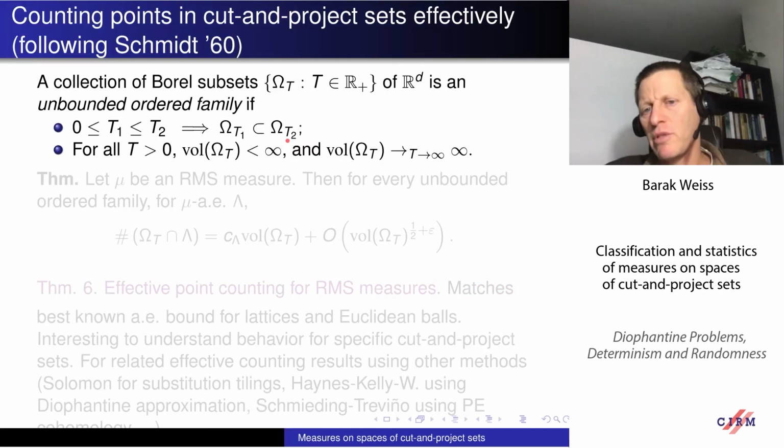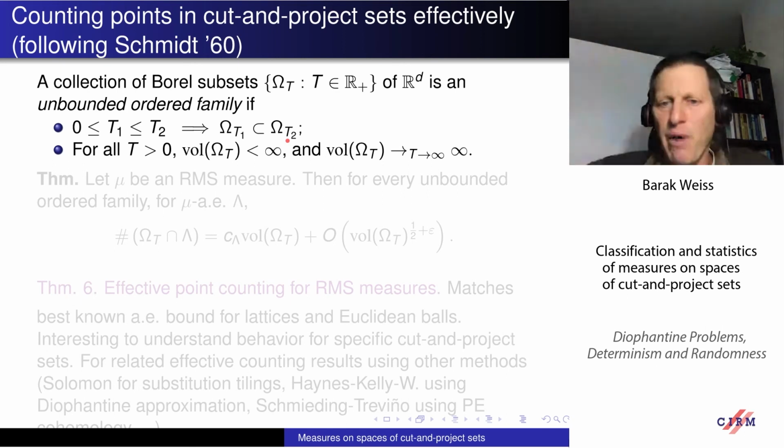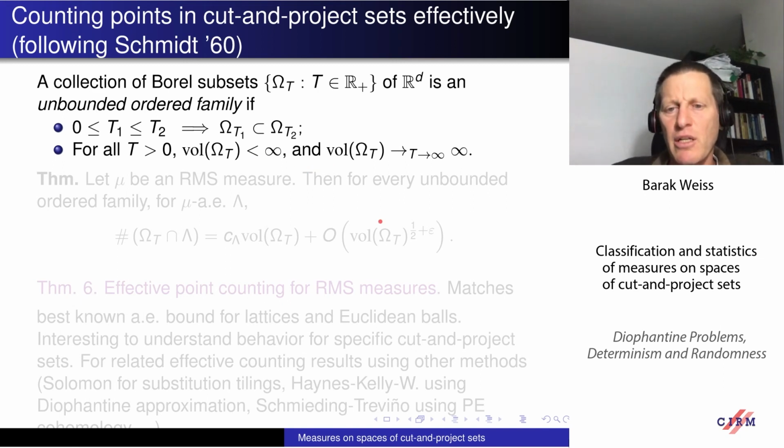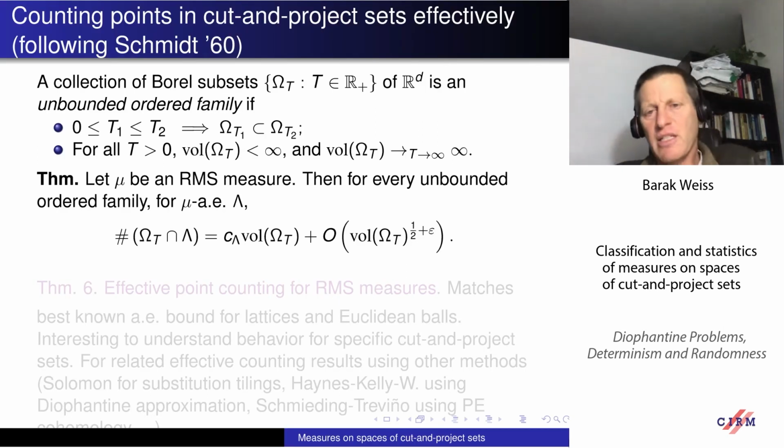You could take a strip growing larger and larger, or some kind of spiraling bodies, or whatever you want. It's just an unbounded ordered family of sets. All you require is that they each individually have finite volume, but their volume is increasing to infinity. And in this setup, Schmidt discussed the typical growth of the point counting problem in these sets. So again, just think of balls as a first approximation.